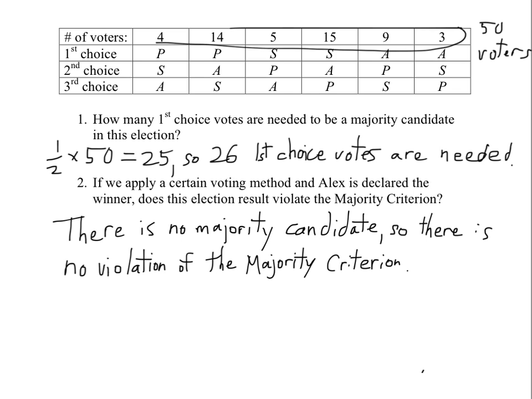The only thing that can go wrong, from the point of view of the majority criterion, is if there is a majority candidate who loses. If anything else happens, there is no violation.